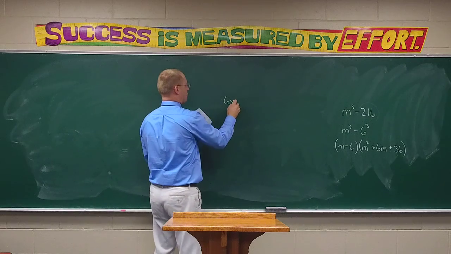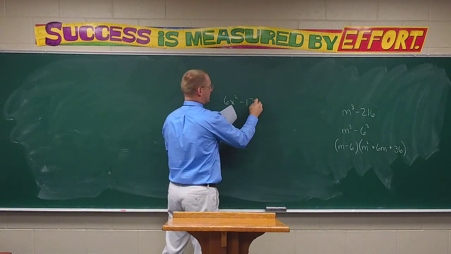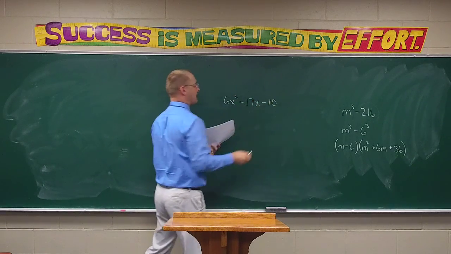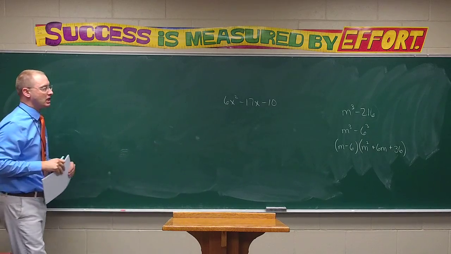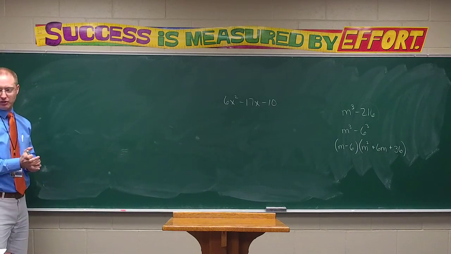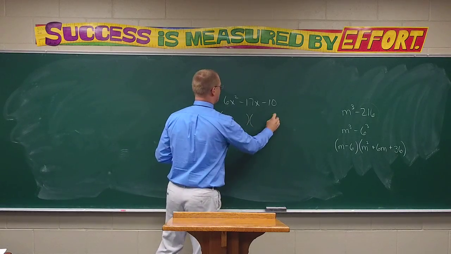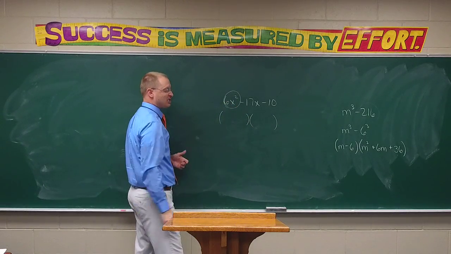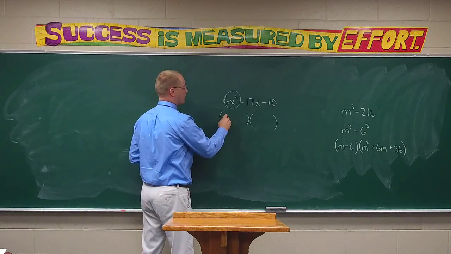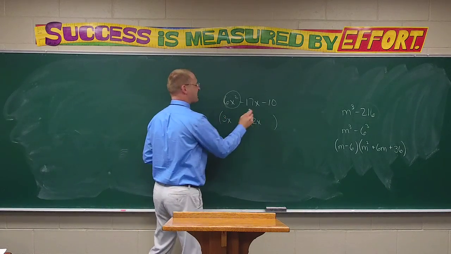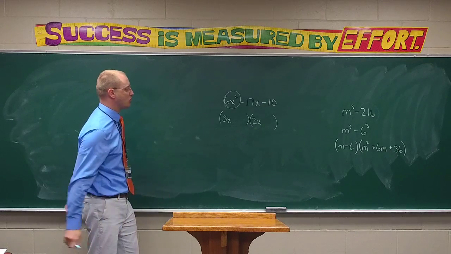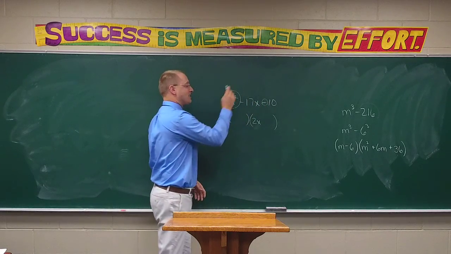What if I just had a trinomial like, for instance, 6x squared negative 17x negative 10, something like this. We've seen a lot of these throughout the course of the year. What do I do with trinomials to factor them, Brandon? Backwards FOIL. And we start by splitting up the 6x squared, remember, class, into probably 3x and 2x, maybe 1x, 6x, I don't know, but let's just try 3 and 2. I look at my last sign, it's a negative.